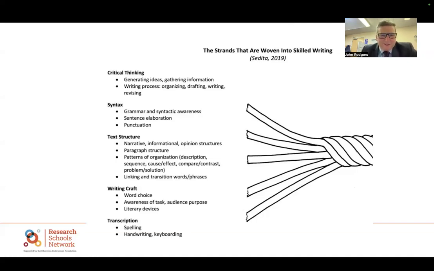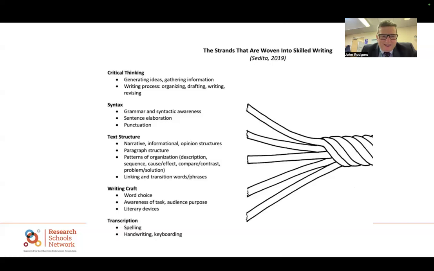Then on top of that, you've got to think about grammar and syntactic awareness, sentence elaboration, punctuation, that whole SPAG area, which we'll get to later on. Then, of course, text structure, which is very disciplinary. So the text structure of things that you might read and write in English are going to be completely different to the text structures that you might see and have to be expected to write about in science or geography or history or whatever.